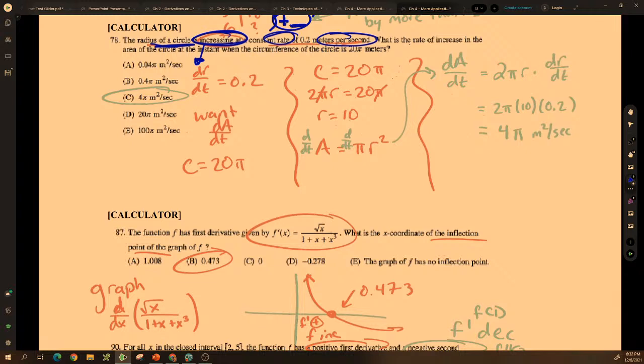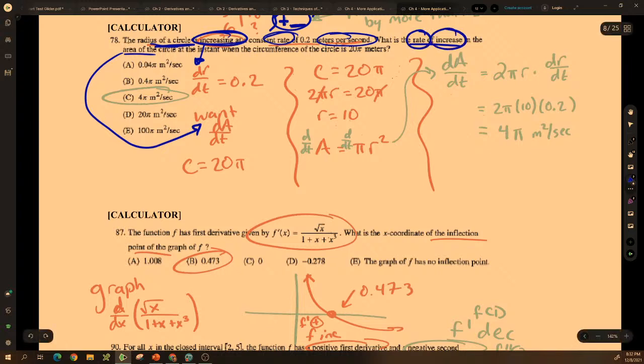And then what is the rate of increase of the area? So they want dA dt. That's what they want. The increase, right? Rate, increase, area. That's dA dt. At the instant when the circumference is 20 pi. So circumference is 20 pi. I like to immediately change this to 2 pi r. So 2 pi r is 20 pi. The pi's cancel out. So really what they gave us is they didn't give us the circumference. If I divide by 2, they gave us the radius. So I'm going to even add this to my givens. That's what they gave us.